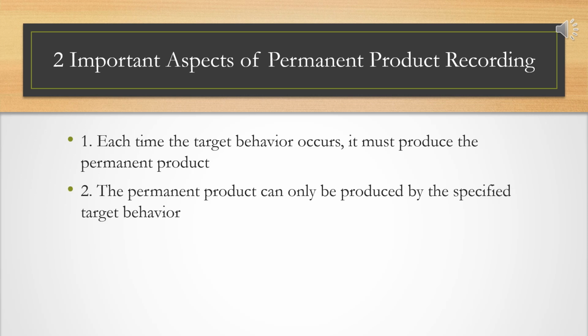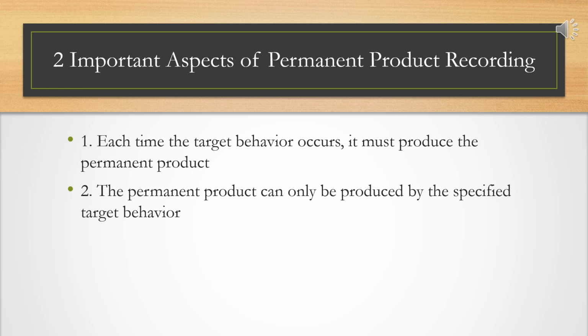Number two, the permanent product can only be produced by the specified target behavior. Measurement methods are used to gain information about a particular behavior we are interested in. We do not want to use permanent product recording for a permanent product that can be produced by a variety of behaviors, as this will not provide us with a clear view of the original behavior we were interested in.